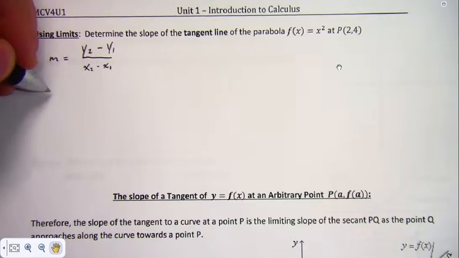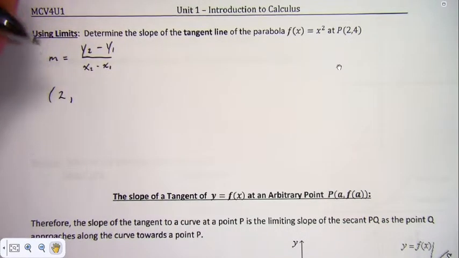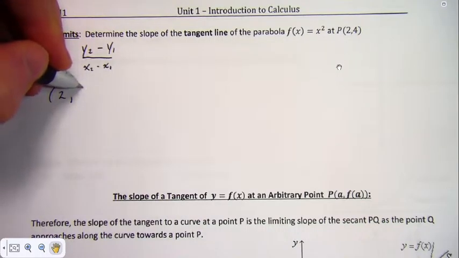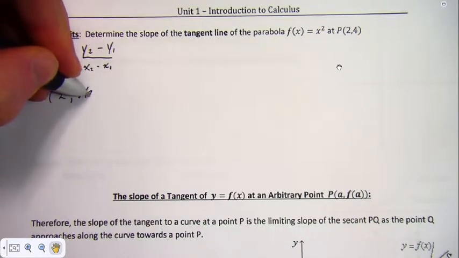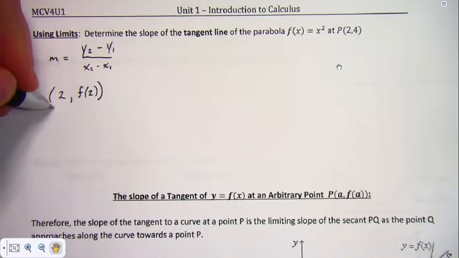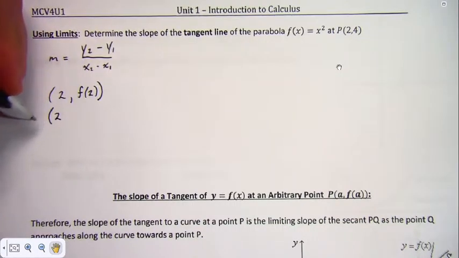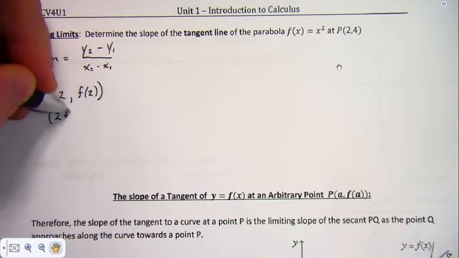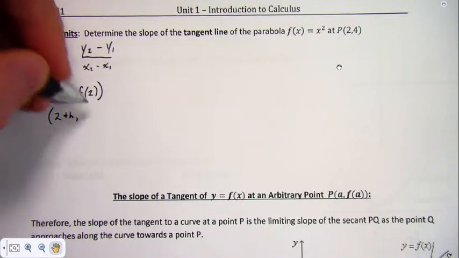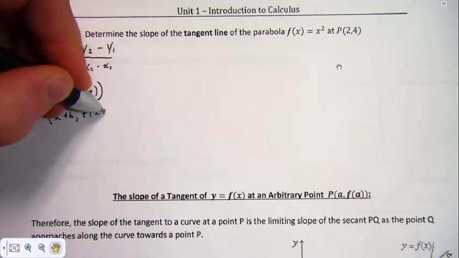So our first point, our x value is 2, and our y value is 4, but for now I'm just going to write it as f of 2. Okay, and you'll see why as we go. Our second point, the first point is at 2, and we're going to add h. And then that means that our y value will be f of 2 plus h.